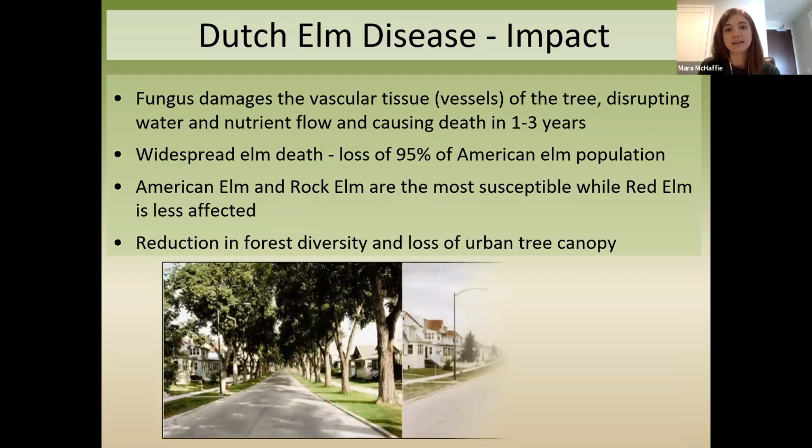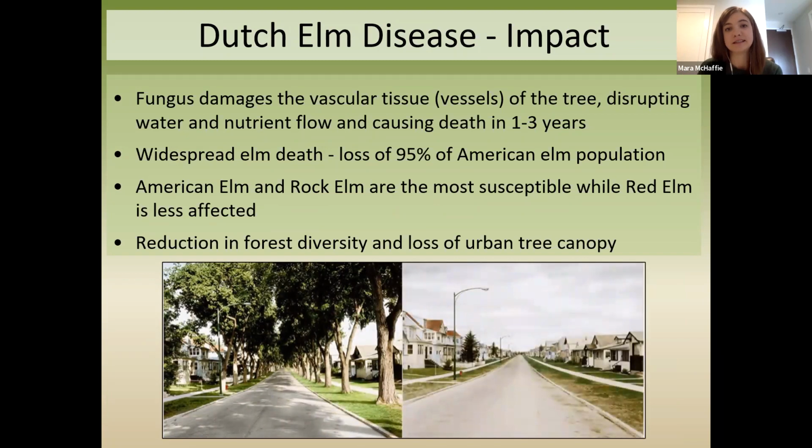So again, there's been a huge impact of this disease on our elm population, and it works very similarly to some of the other diseases we've talked about. It damages the vessels of the tree that are transporting water and nutrients throughout the tree, and without that, the tree dies very quickly. It particularly affects American elm and rock elm, and in fact, we've lost about 95% of our American elm population here. So there are very few mature American elm trees left because of this disease.